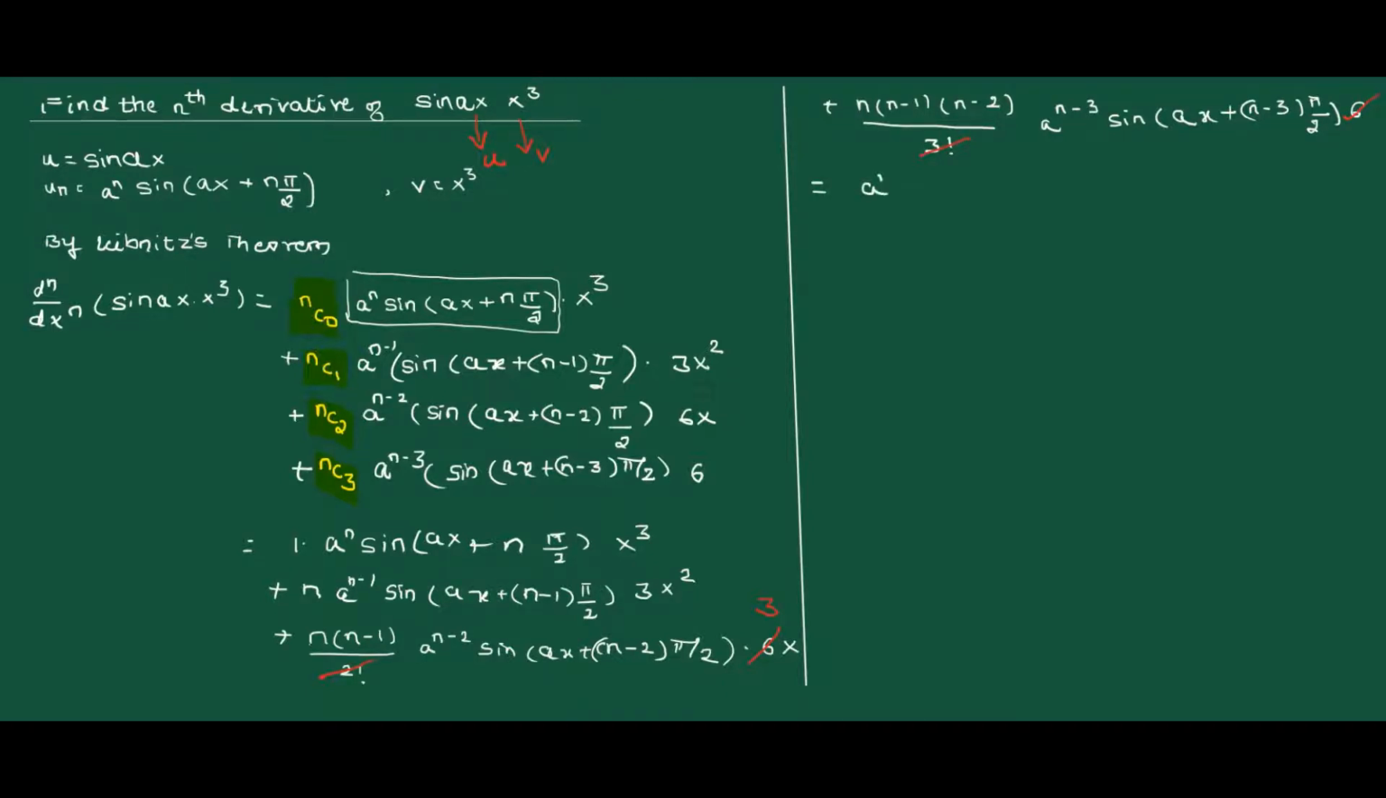First term is a raised to n sin into bracket ax plus n pi by 2. This is the first term, into x cube.